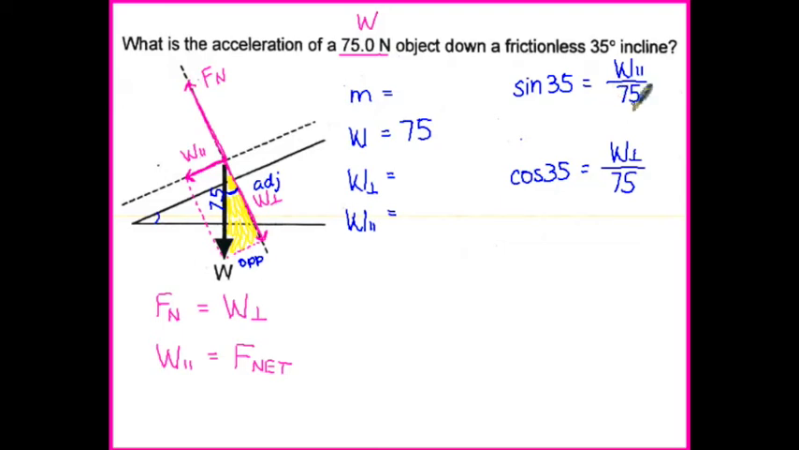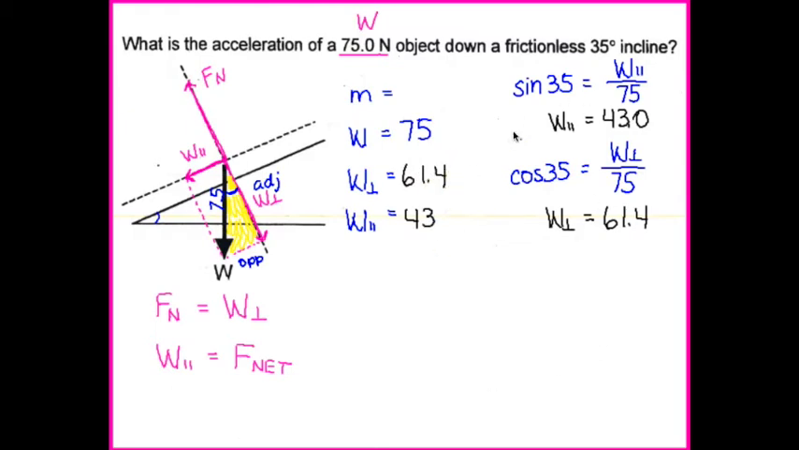So now I grab the calculator and cross multiply. So sine of 35 times 75 equals 43.0 if I'm going to keep 3 sig figs. And cosine of 35 times 75 is 61.4. So I'm going to put them over here on my list.